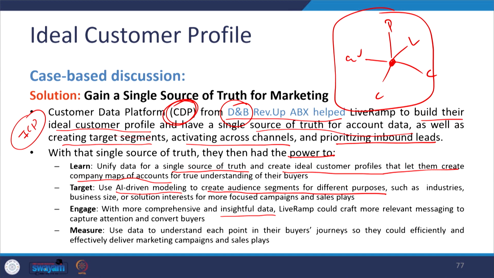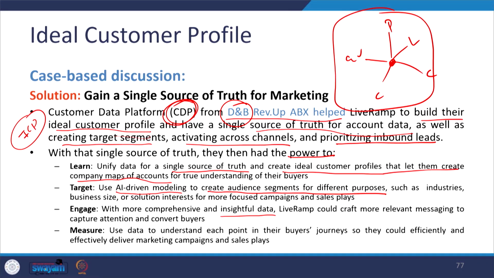And finally, the customer data platform from D&B helped LiveRamp to measure results effectively. For example, they use data to understand each point in the buyer journey so they could efficiently and effectively deliver marketing campaigns and sales plays. So it's more about planning the entire sales process. So, that's how the CDP helped LiveRamp.